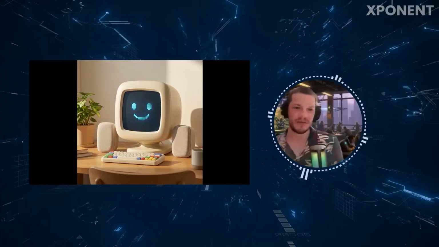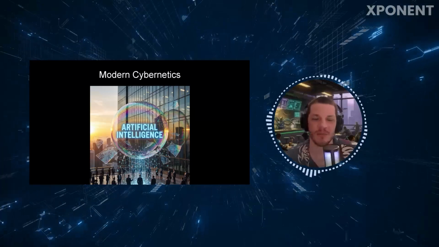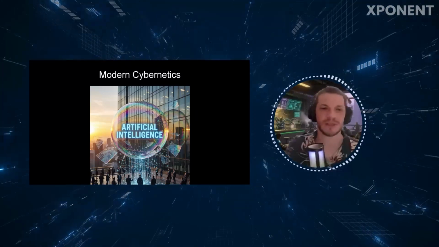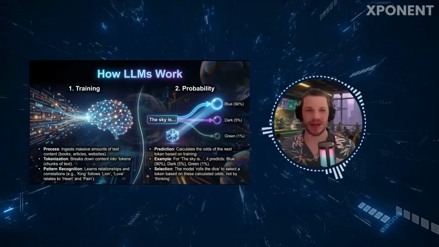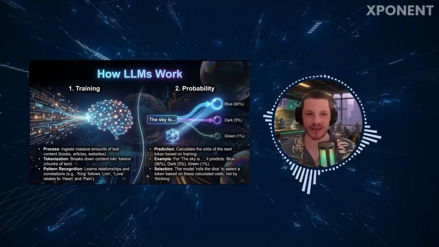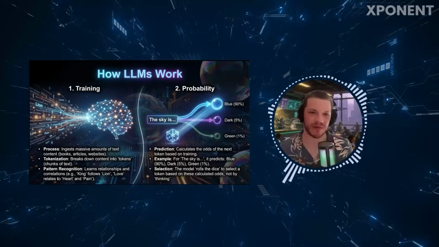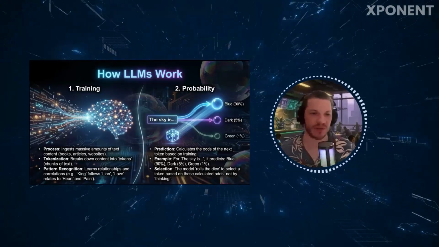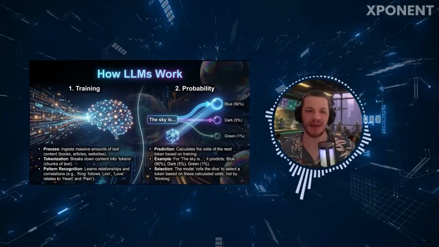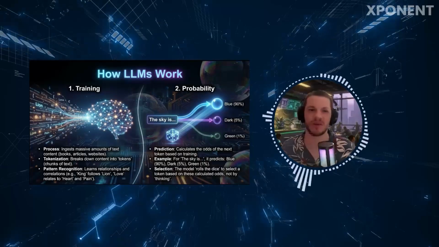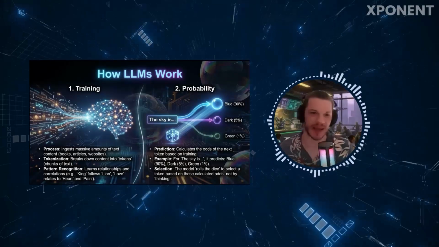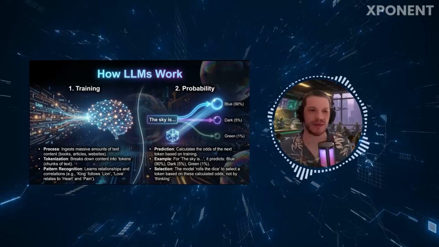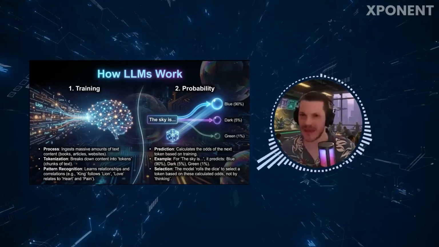Now, in 2025 with generative AI, cybernetics is not just a theory. It's a massive stock market bubble waiting to burst, or it's the new operating system the whole world's going to run on. So how LLMs work is first you start with training. So you give the LLM massive amounts of content, every book, every article, every website we can find. And we break that content down into tokens, which are chunks of text. And then it looks for patterns. It learns that king usually follows lion. It learns that there's a mathematical correlation between love and heart and pain.